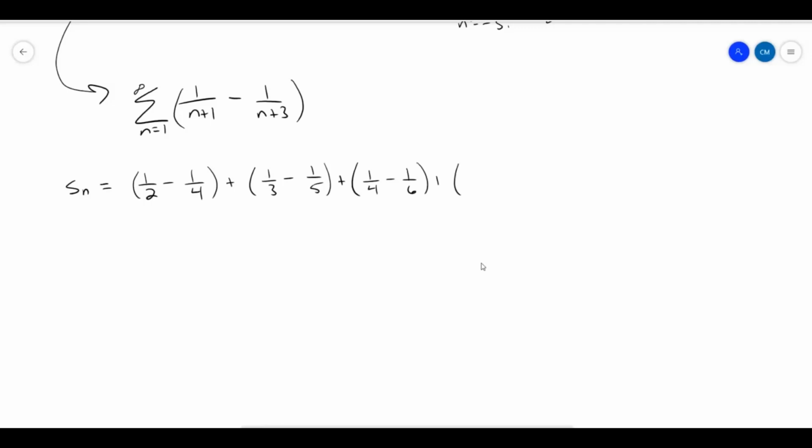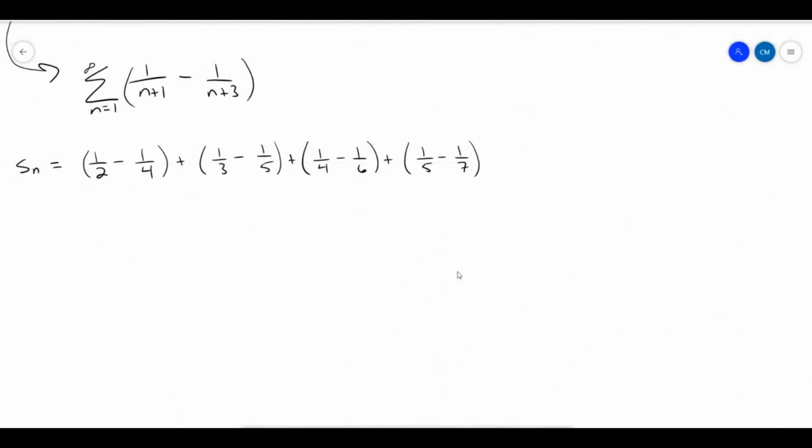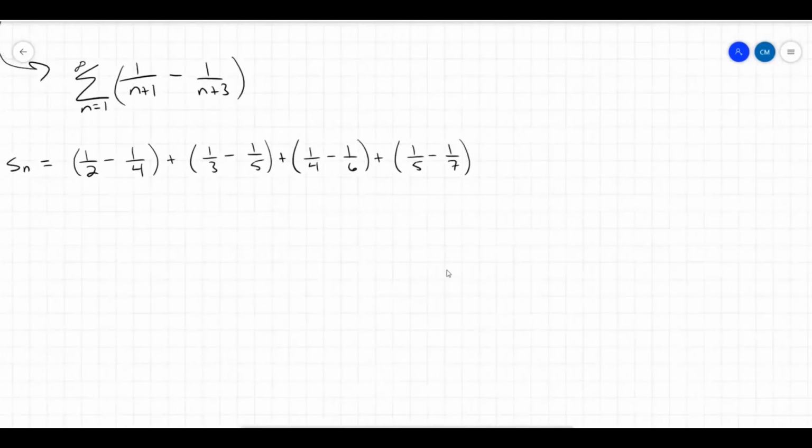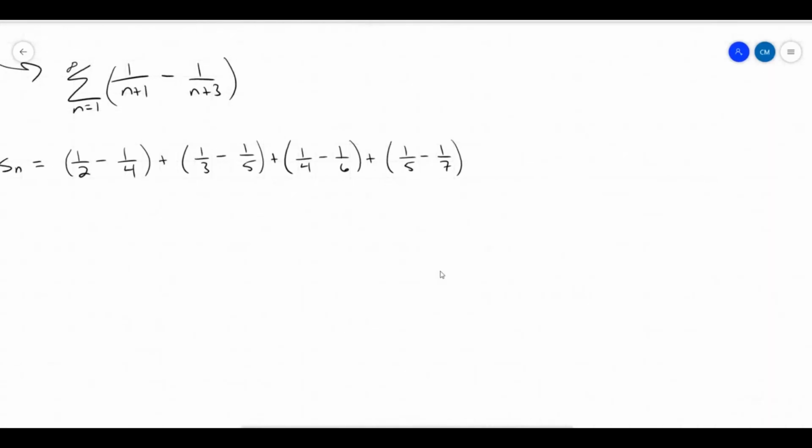I'll just do one more. I think that's probably enough. Okay, now this next part, you have to really kind of think about what is actually happening here. We're trying to come up with a formula for the nth partial sum, right? Now, I can't just keep going with this and just say, oh, it's going to end somewhere, right? We just know it's going to end at the nth term.